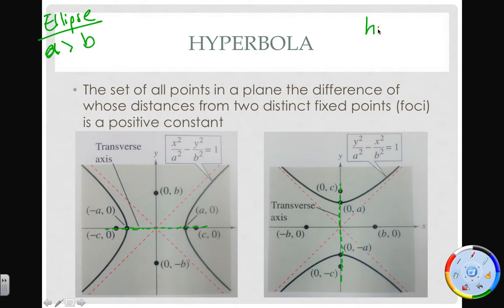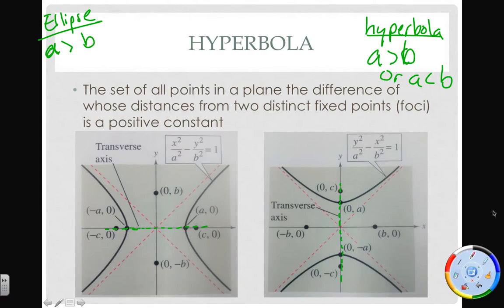But with a hyperbola, a could be bigger than b, or a could be less than b. So it doesn't actually make any difference for the size of a and b. An ellipse is actually defined by the direction where a is bigger than b. But for a hyperbola, a is always the number underneath the variable x or y, depending on which direction it opens.